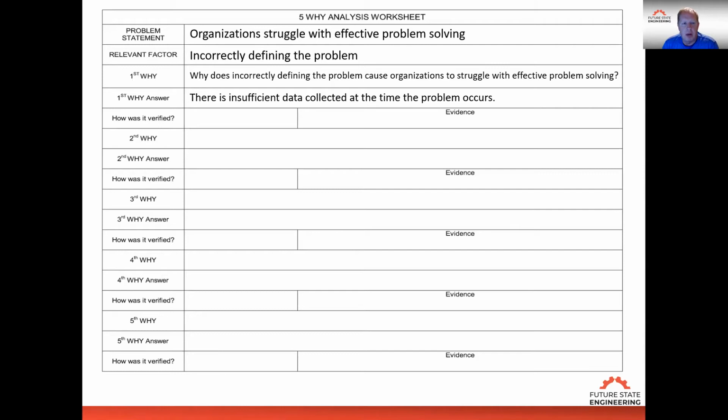And we read up the 5 why using if-then logic. If there's insufficient data collected at the time the problem occurs, then organizations struggle with effective problem solving. That also makes logical sense. It needs to read correctly both directions, which this one does. So now we want to find evidence that there's insufficient data collected in companies when the problem occurs.